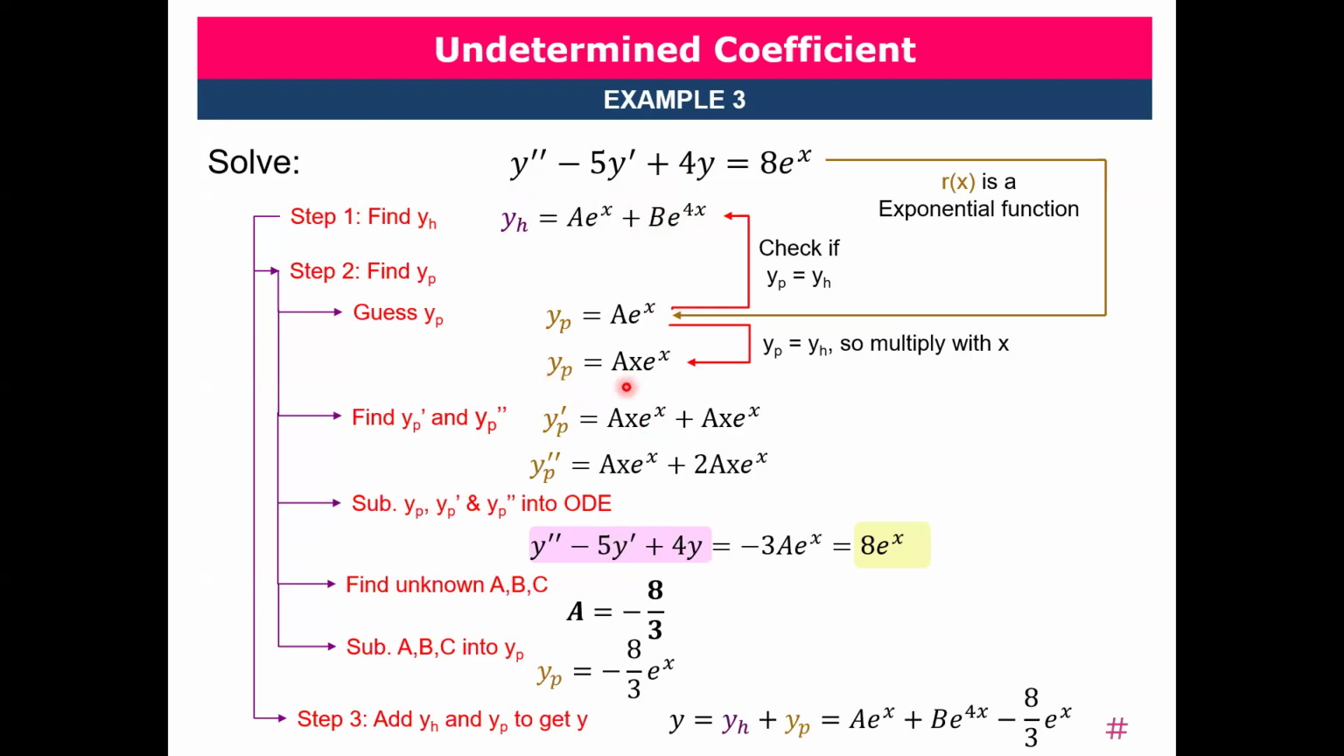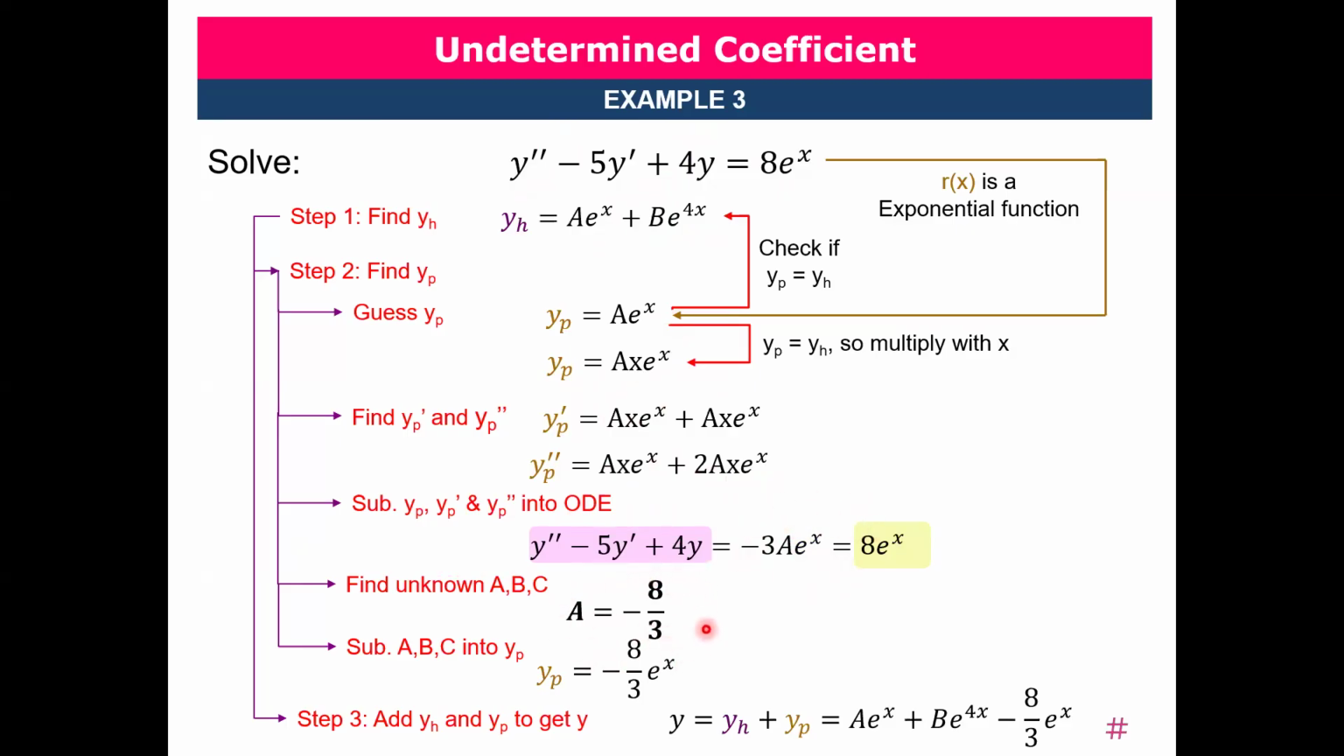So your YP in this case is AX exponential X. Find YP prime and YP double prime, and then we can substitute into the ODE. After comparing, we will get the value of A.